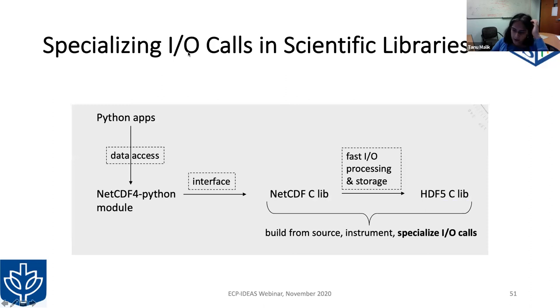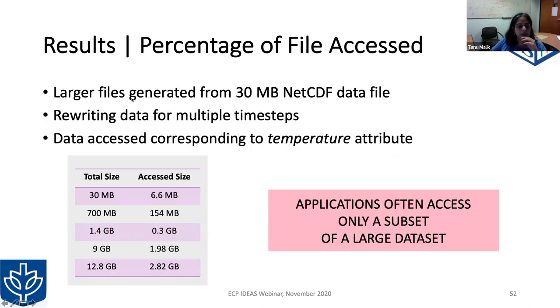We are specifically looking at how this can be helpful for specializing the IO calls in scientific libraries. Some of the scientific libraries, such as NetCDF and HDF5, have a lot of data, but only a few variables are accessed by an application. Here, for instance, we had a larger file, about 30 MB, and the application was only accessing the temperature attribute. We determined that only 6.6 megabytes of that 30 megabytes were actually used. We looked at different sizes of the files and determined exactly what amount of data is accessed from the temperature attribute. And then the application may give a spatial region, so the amount of data that is actually used is much, much smaller.